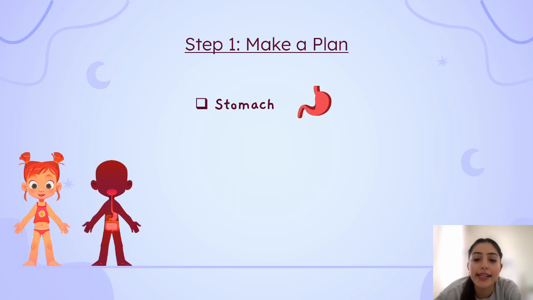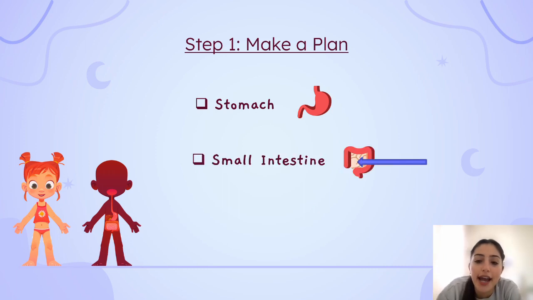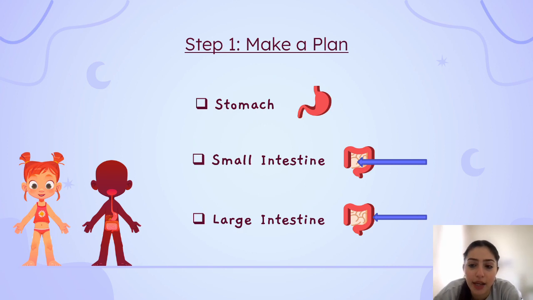Next, we need to have all of our intestines, and this is where we will absorb the nutrients that our body needs from the food. We first have a small intestine, and then a large intestine. The end of our intestinal tubes will be where we get rid of our waste. You can pause the video now to create your plan.